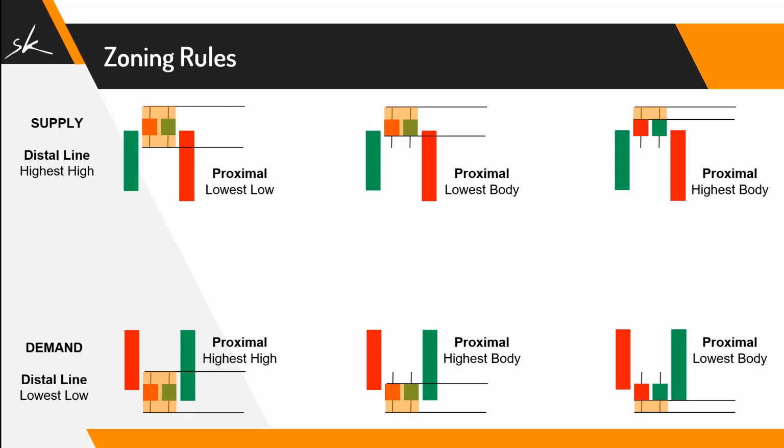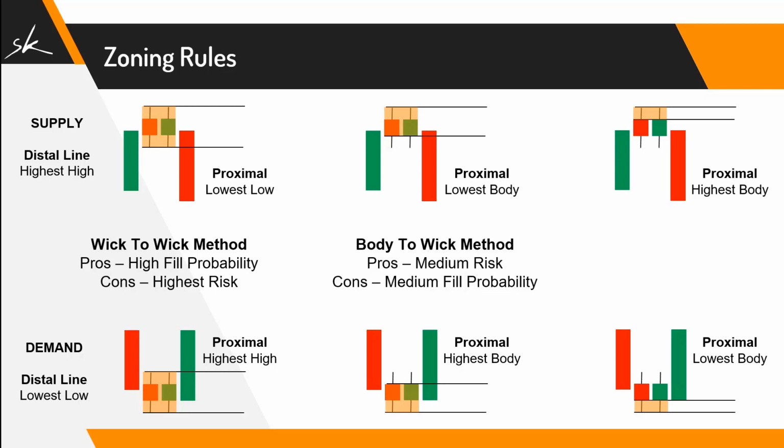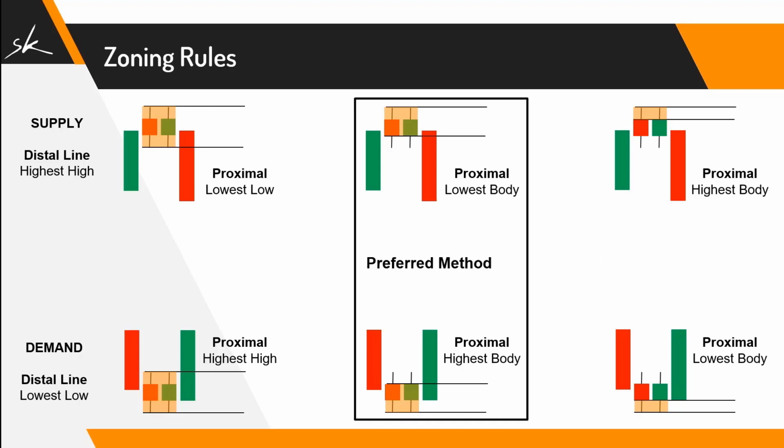These three different methodologies have their own pros and cons. Let's understand the advantages and disadvantages. When using the wick-to-wick method, the pro side is we have a higher probability of fill, but the downside is bigger risk. When using the body-to-wick method, the pro side is medium risk and the probability of fill is also medium. In the last way, the pro side is the lowest risk, but the downside is the lowest probability of getting a fill. Since the body-to-wick method has medium risk and medium probability of fill, we will use it as the preferred method for drawing demand and supply zones.